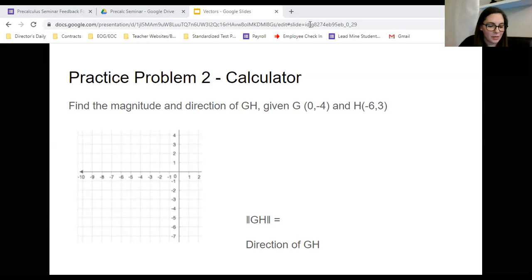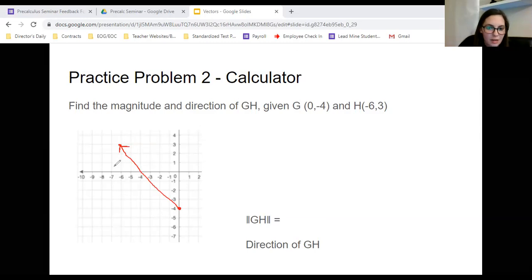All right, I see nobody's feeling bold and nobody wants to put their answer in the group chat. That's okay, we'll go over this question here. So first thing I'm going to do is plot my 2 points. I've got G at (0, -4). I've got H at (-6, 3) here. So again, vectors have directionality where G is going to be my initial point, and H is going to be my terminal point. So there's my vector, and I need to find the magnitude.